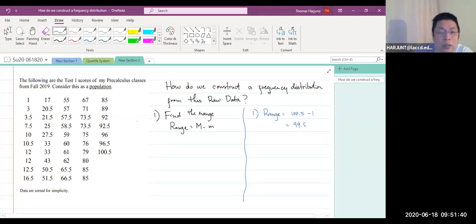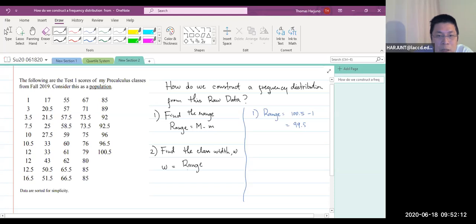Second, find class width. Class width usually denoted by lowercase w. Class width is defined to be the range divided by number of classes.